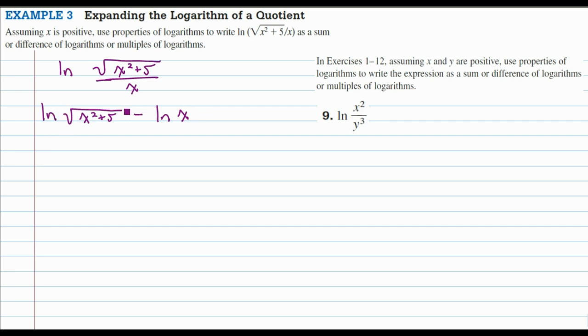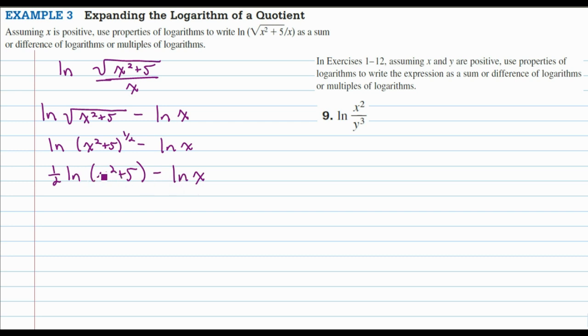As you saw from before, the square root is actually the natural log of x squared plus 5 to the 1/2 power. So now that exponent can be brought down in front: 1/2 times the natural log of x squared plus 5, minus the natural log of x. So now I have a multiplier of this natural log, and I'm subtracting two logs.